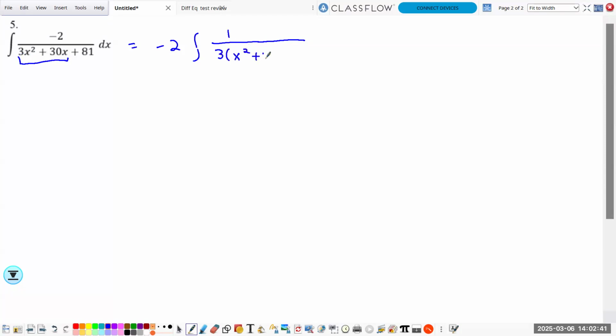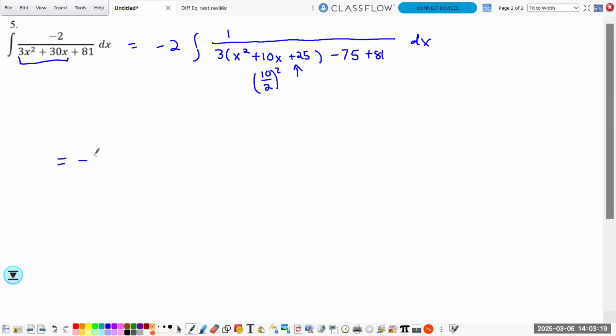So I've got x squared plus 10x. I'm going to leave some space here. And then I'm going to put the plus 81 over here, dx. Now, I need to fill in what will complete the square. So 10 divided by 2 squared is going to give me 25. So I'm adding 25 in the parentheses. I have to neutralize the fact that I'm putting 25 in the parentheses. What I'm really putting in the denominator here is a 75 because it's 3 times 25. So I need to subtract 75.